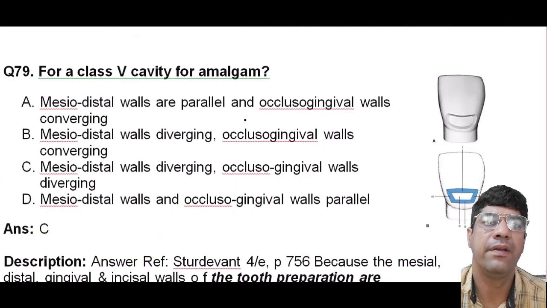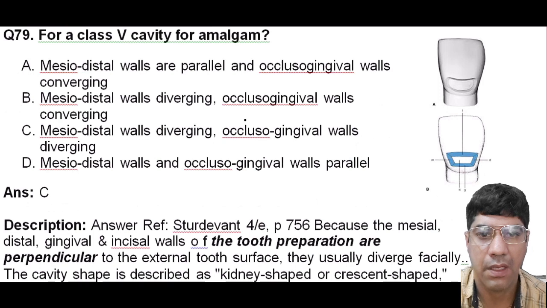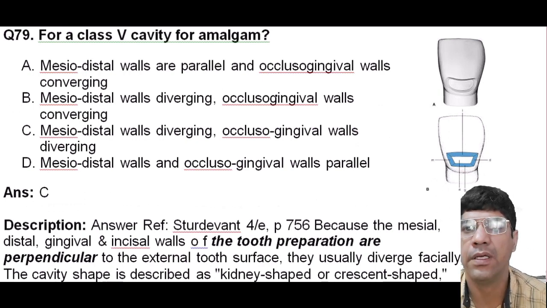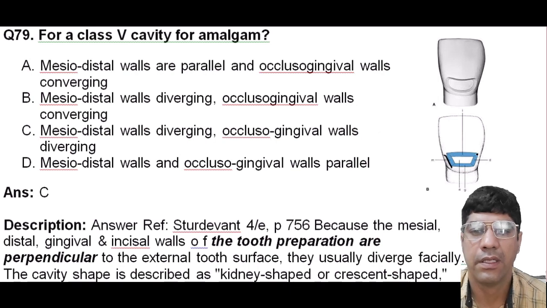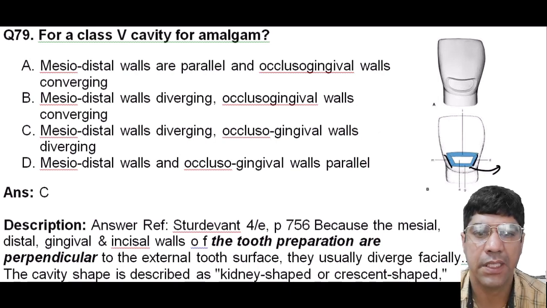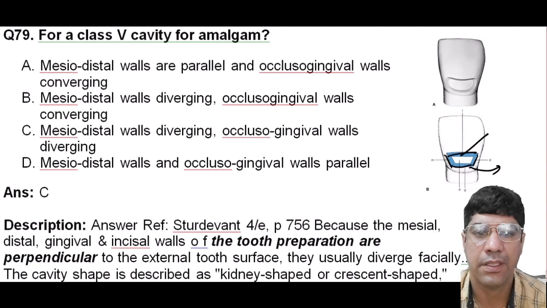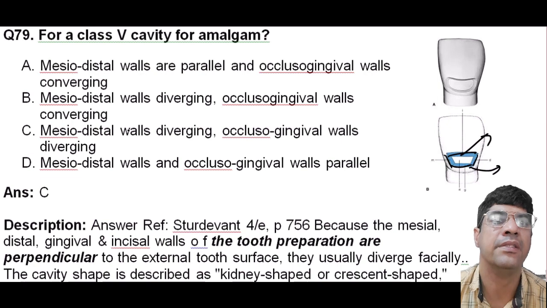For a class 5 cavity for amalgam, the mesial and distal walls diverge externally. Additionally, there is convexity in the gingival third and occlusal third, leading to occlusal and gingival walls that diverge externally. So your answer is C.